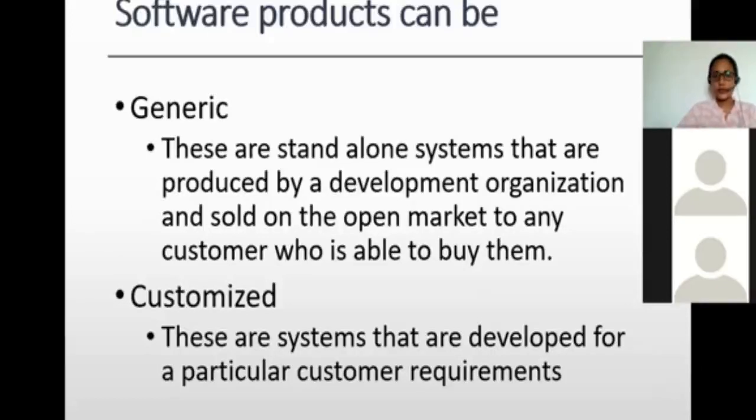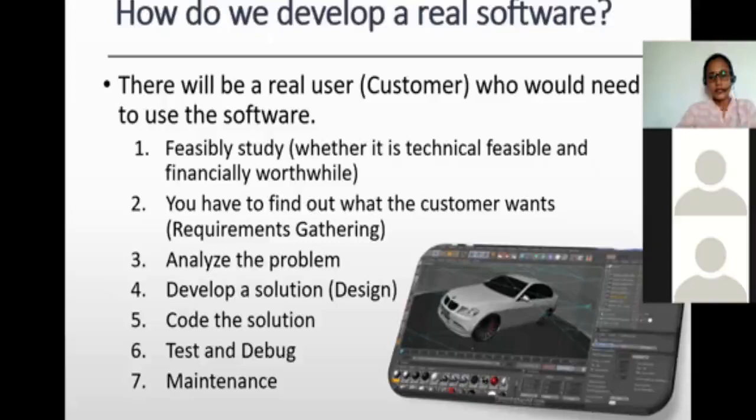So what I can do is go to a software development company, give my requirements to them, and ask for customized software for my requirement. Then they will develop very specific software for my requirements. So those are customized software. If our requirement is very specific, we can go for customized software. If it is a common one, we can go for generic software. Okay.